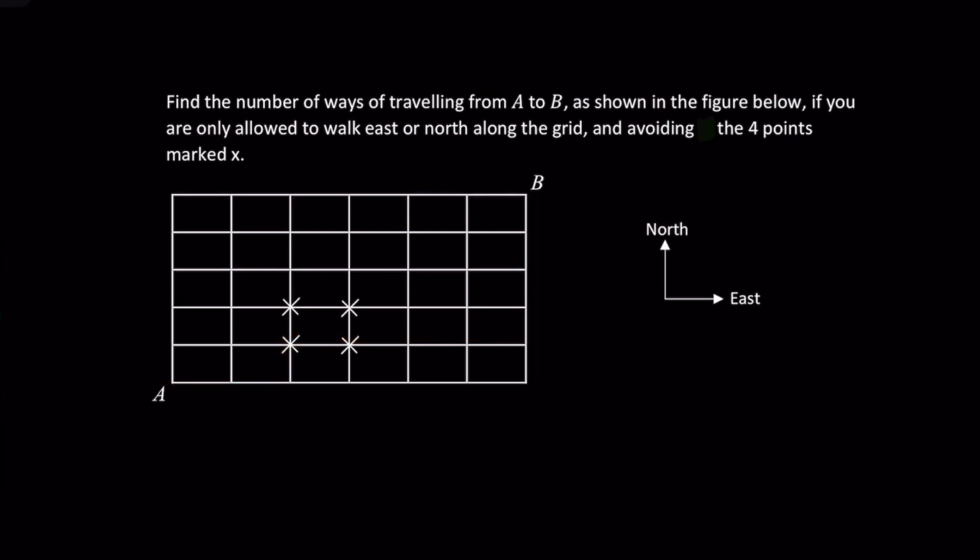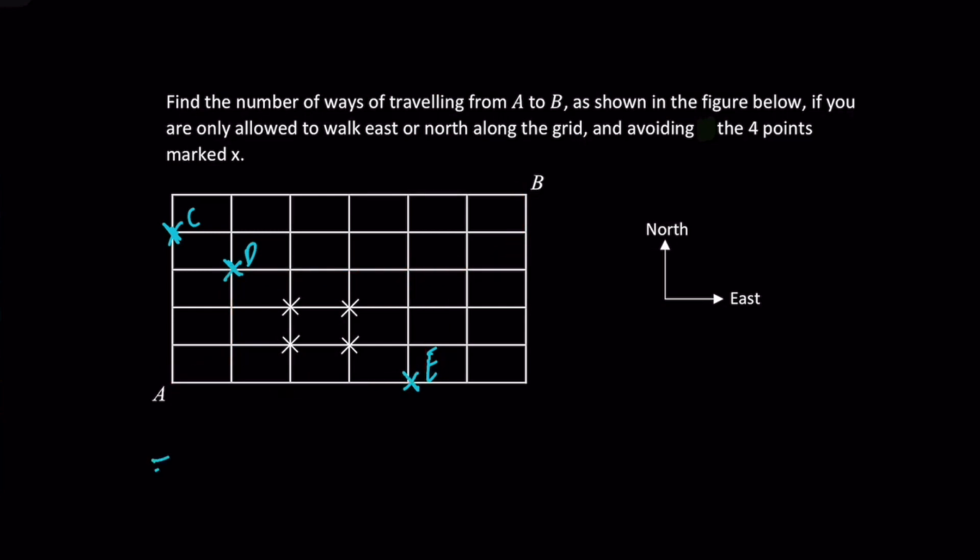So for this question, I'm going to use combinatorics. First is actually to notice that if you want to avoid these 4 points, you must pass either these 3 points. Let's call these points C, D, E. And if you notice, you can only cross exactly one of them. You cannot cross both of them. Any 2 points, you can only cross one.